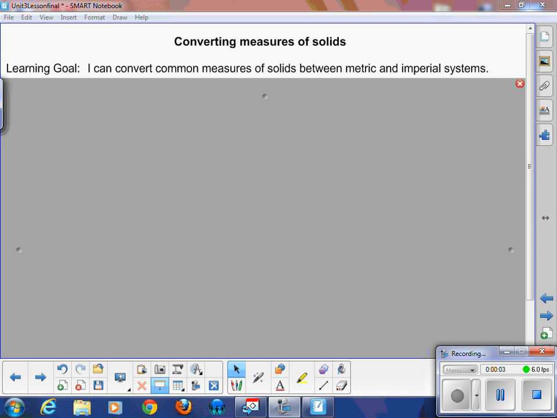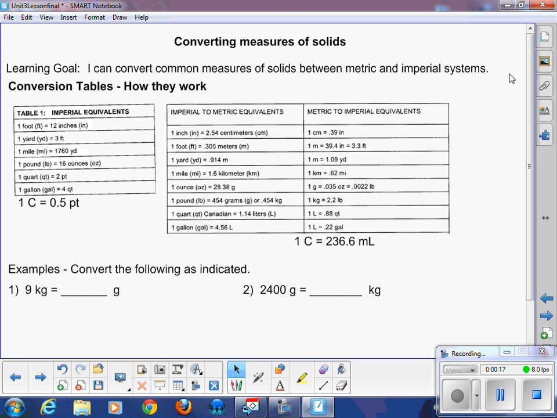Hello and welcome back. We're now working with converting measures of solids. In the previous lesson we worked with liquids and converted between imperial and imperial, metric and metric, and imperial and metric. Today we're looking at working with solids, and it's going to be a similar process to what we talked about yesterday.